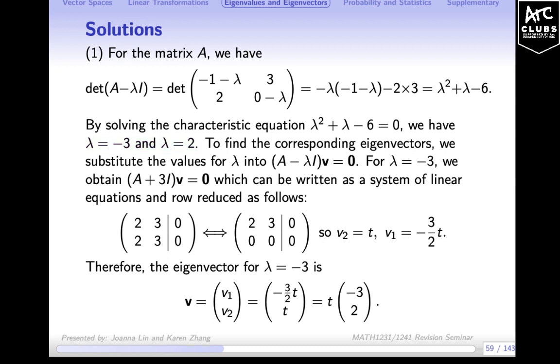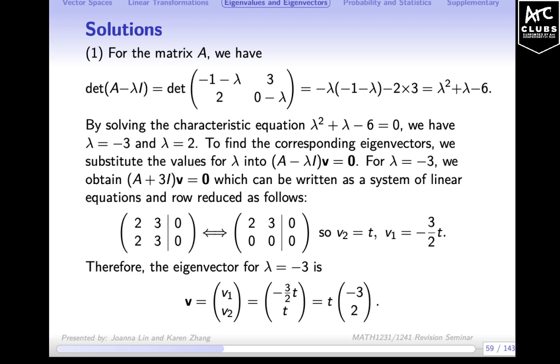To find the corresponding eigenvectors, you just sub in lambda equals -3 into this equation here, and this is what we obtain right here. You can write this as a system of linear equations as shown here. The good thing about eigenvectors is that these linear equations are always really easy to row reduce. You always get essentially a 0 row at the bottom, and it's always easy to find your vectors from here. So you have v2 equal to t and v1 equal to -3t. These are the two components of your vector v, so subbing that in here, you have your eigenvector, which is -3, 2, for your corresponding eigenvalue, -3.